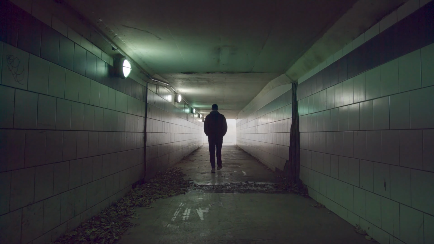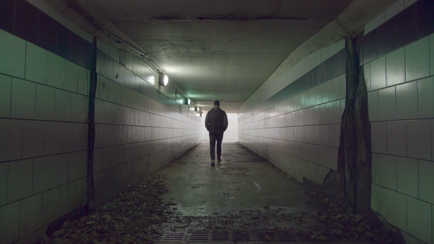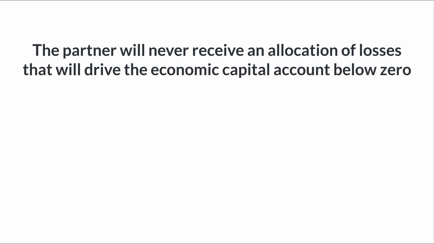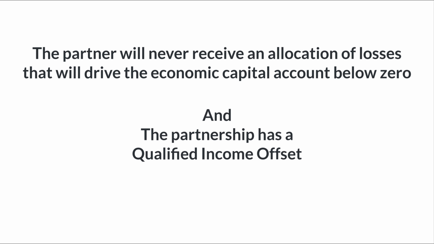So the Treasury regulations give the partners a way out of this dilemma. There is a light at the end of the tunnel. A partner does not have to agree to the third condition, restoring a negative economic capital account, if, first, the partnership agreement stipulates that the partner will never receive an allocation of losses that will drive the economic capital account negative. And second, the partnership agreement has a qualified income offset provision.